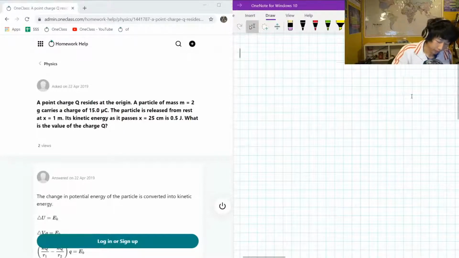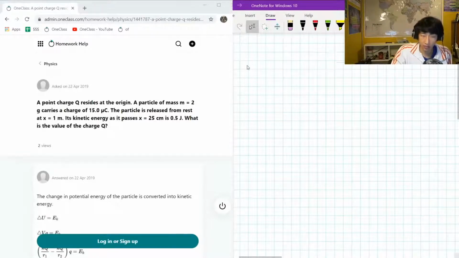Okay, cool. So this is the next question that we got on the menu today. It is presenting this situation where we have a point charge called Q at the origin. A particle of mass 2 grams carries a charge of 15 microcoulombs. The particle is released from rest at x equals 1 meter, and its kinetic energy as it passes 25 centimeters is 0.5 joules. What is the charge Q?